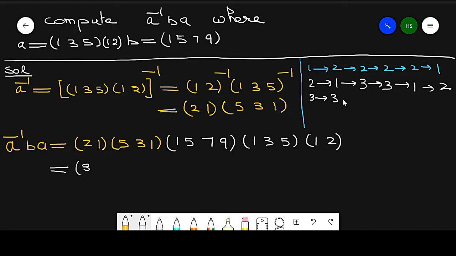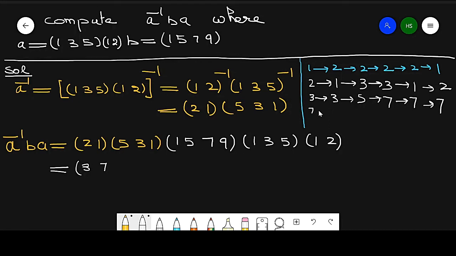In the next step, 3 goes to 5. In the next step, 5 goes to 7. In the next step, 7 goes to 7, and again 7 goes to 7. So 3 goes to 7. Now next, 7. Here no 7.